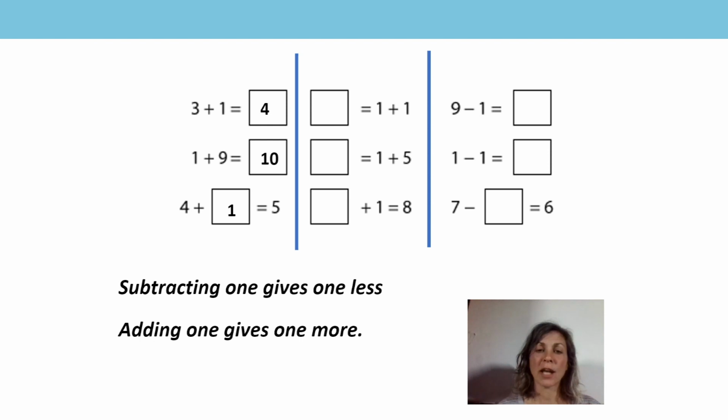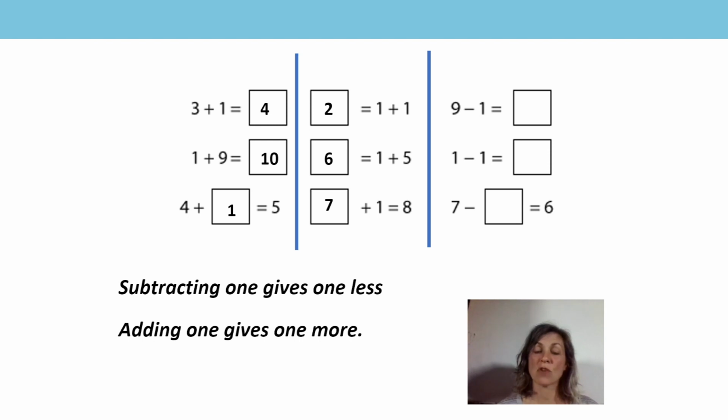Oh, let's have a look now. It's the sum that's missing. 1 plus 1. So that must be 2. 2 is equal to 1 plus 1. The sum is missing in the next equation as well. But 1 more than 5 is 6. So 6 is equal to 1 plus 5. Now, I've got my first addend missing. Blank plus 1 is equal to 8. That must be 7, because 7 plus 1 is equal to 8.